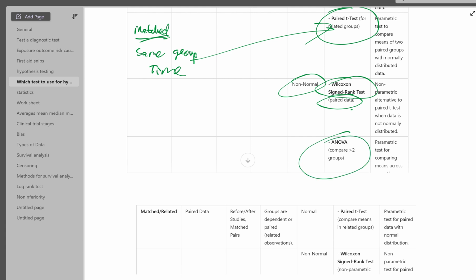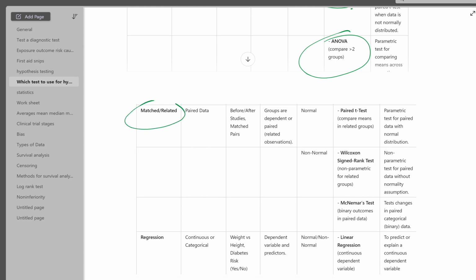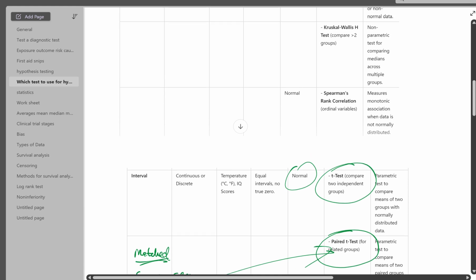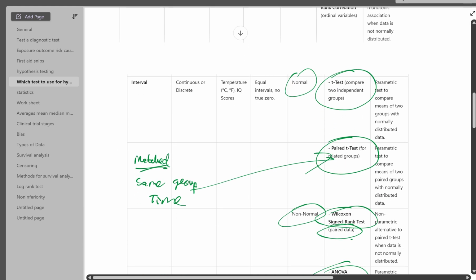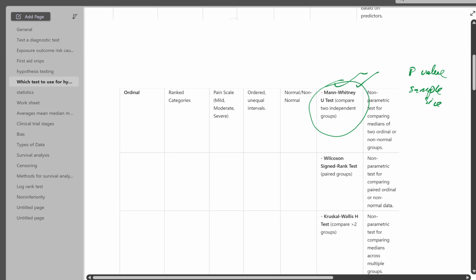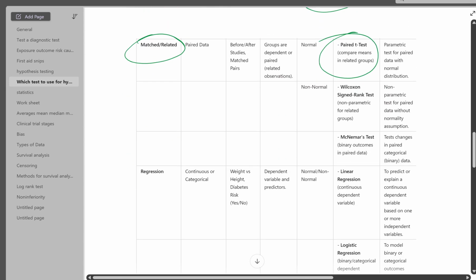ANOVA is to compare greater than two groups, analysis of variance, and matched data would be paired t-test again. Unmatched data would be the Mann-Whitney U test. So if you know that it's not normal, then you do the U test.